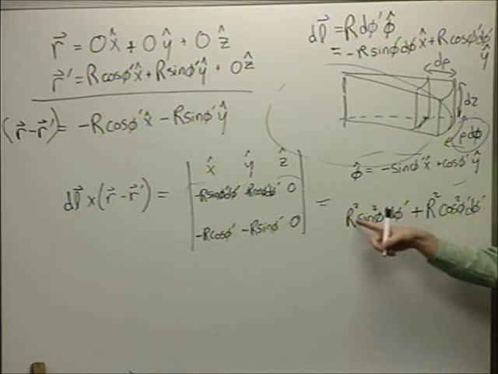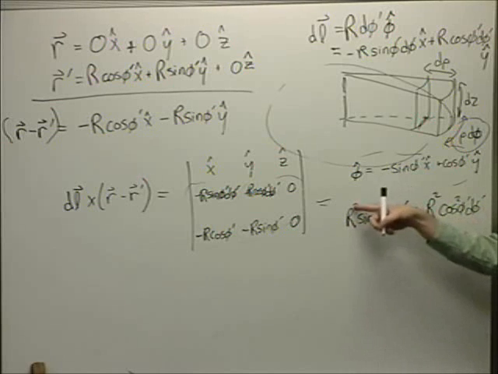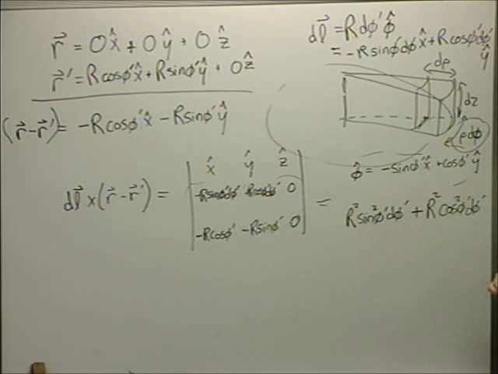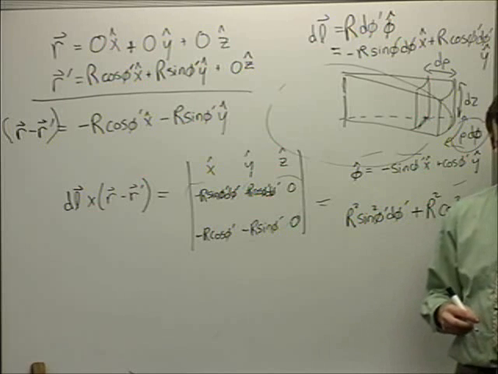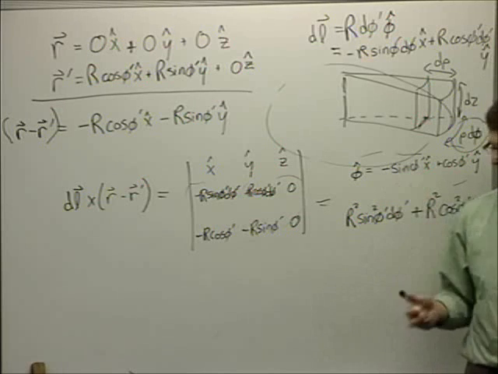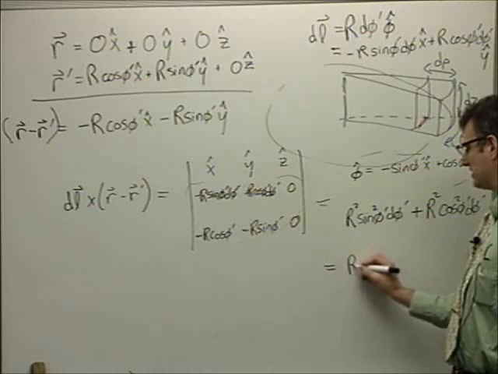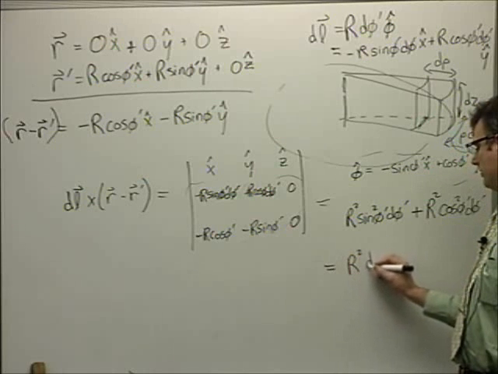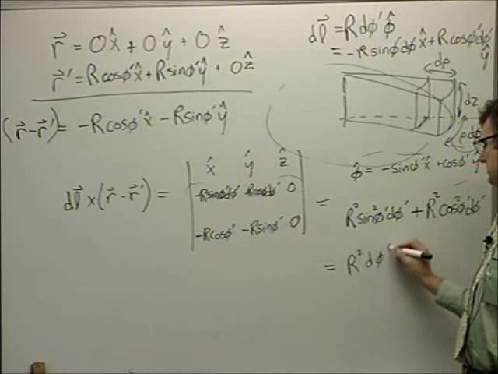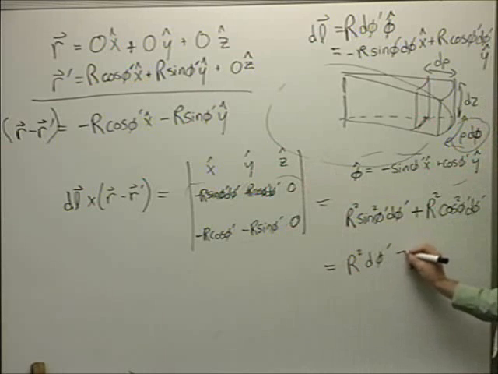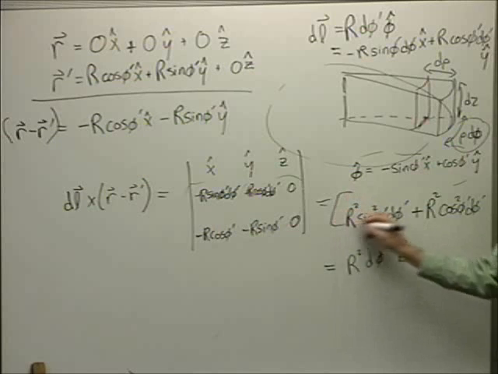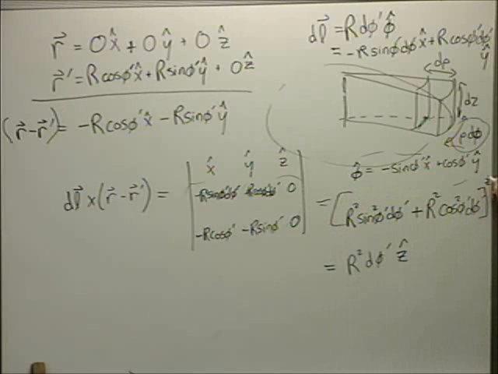Well, this is really nice. I have an r squared term that's common to both things in my summation, so I factor that out. Likewise, I can factor out the d phi prime. All I'm left with is sine squared plus cosine squared of phi. That's just 1, right? So all this work just to discover that r squared times d phi prime, on the z hat unit vector, is my final answer. So that's good.